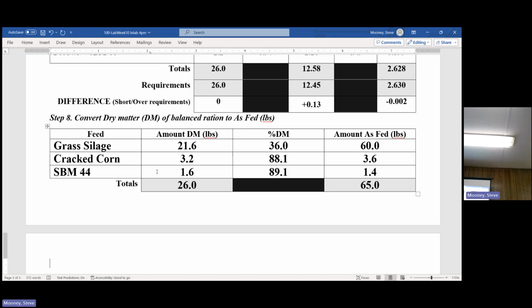So that is the pile I need to put in front of my cow: 60 pounds of grass silage, 3.6 pounds of cracked corn, 1.4 pounds of soybean meal, and 65 pounds total. If she eats that every day, our dry cow will be happy for the next few weeks until she calves out. Any questions about doing these rations? Ready to try it on your own? Lauren's chomping at the bit. Give me my ration.